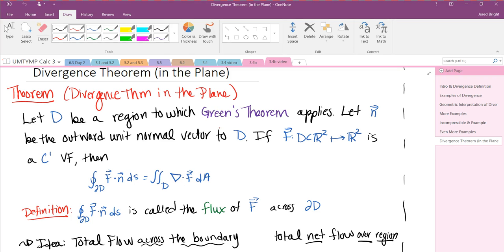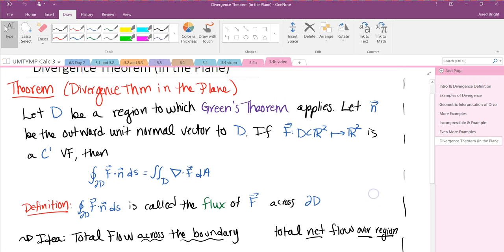Okay, then at least in this case, we started in the last video. We introduced the ideas of this line integral over the boundary with the dot product of the vector field and the unit normal vector, and then the double integral of the divergence over the region. And these actually end up being equal. So this is really interesting and really important. The line integral over the boundary, where we're integrating the dot product of the vector field and the unit normal vectors, is the same as the double integral of the divergence.